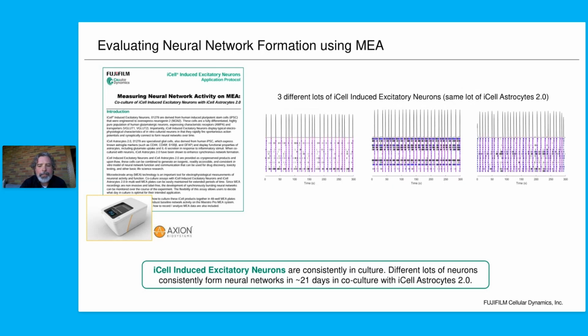Again, speaking to the consistency of our manufacturing for the iCell excitatory neurons, we can look at MEA activity across multiple lots of differentiated product, and we observe consistent formation of synchronized networks across these lots, as you can see from the 3 different raster plots on the screen. So following our protocols and using our cells, very robust assays can be set up with the excitatory neurons.